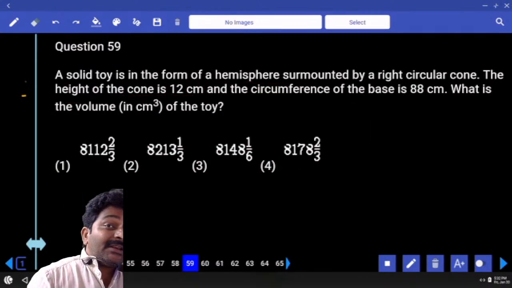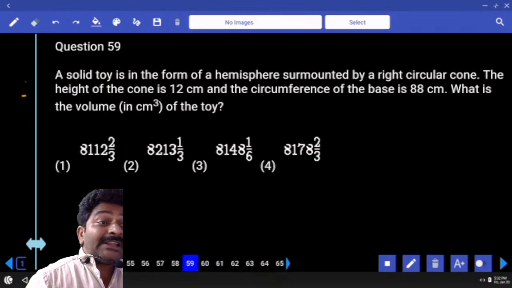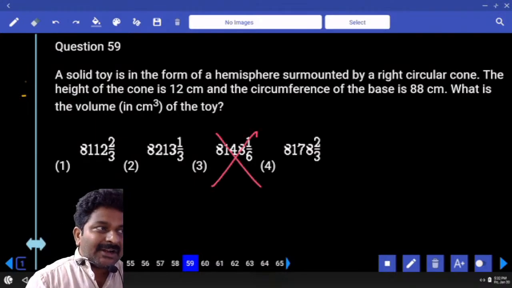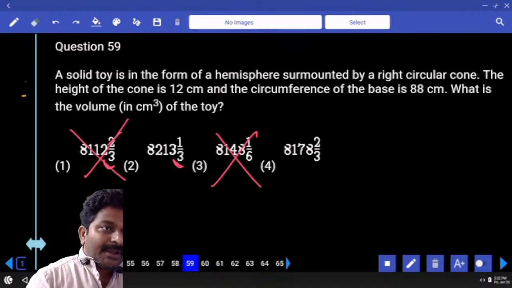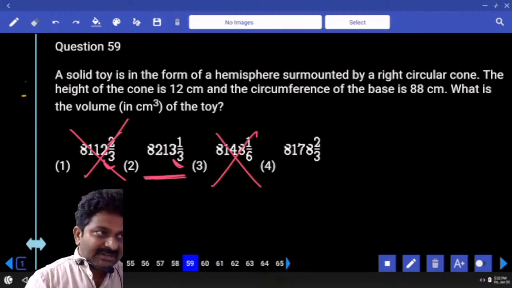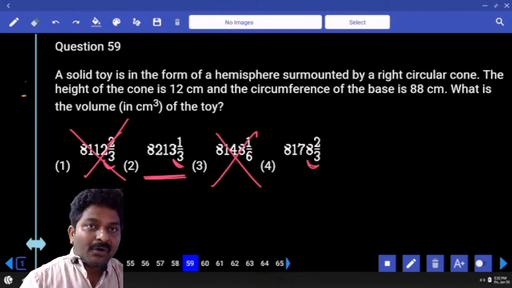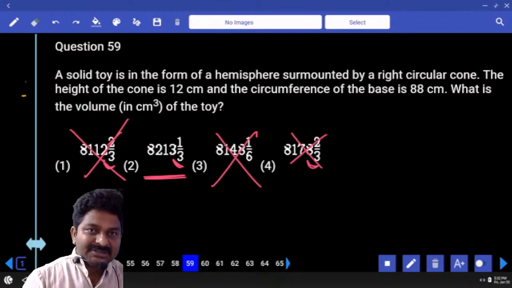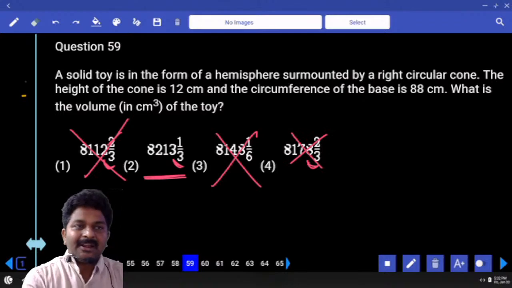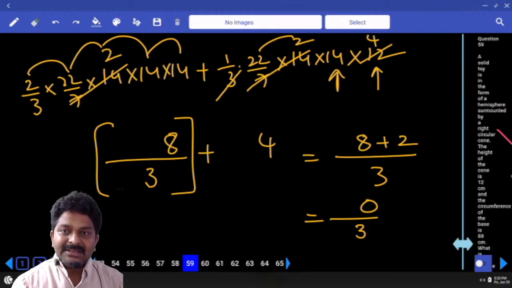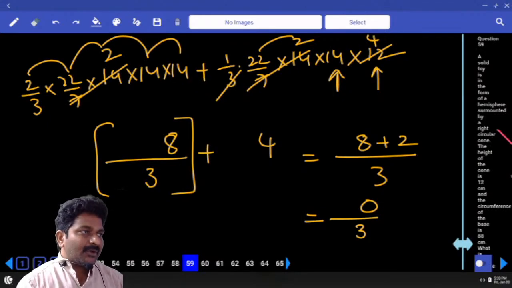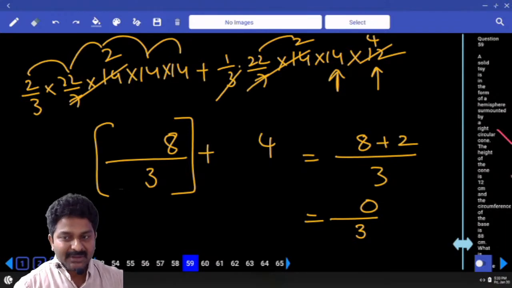What must be the denominator? 3. Straightforward, we can eliminate the third option. It has to be 3, right? Numerator should end with 0. 2 into 3, 6 plus 2, eliminated. 3 into 3, 9 plus 1, this may be your answer. Hold it. 8 into 3, 4, 4 plus 2, 6. The fourth option is not ending with 0, that cannot be the one. The second option is the final answer. After getting the radius, we are just substituting values: 2/3 pi r cube plus 1/3 pi r square h.